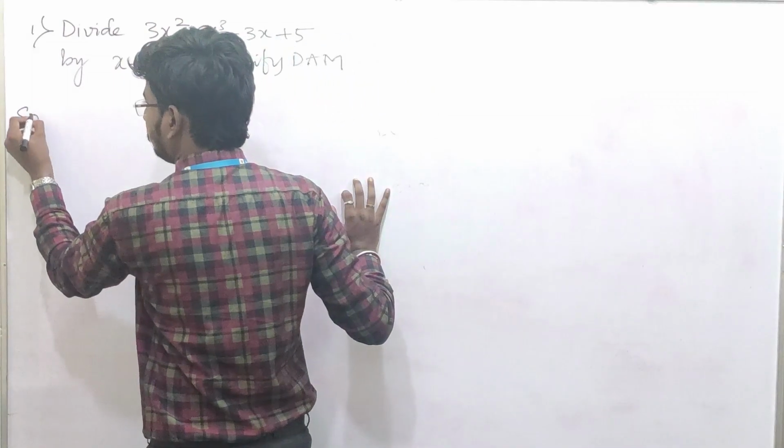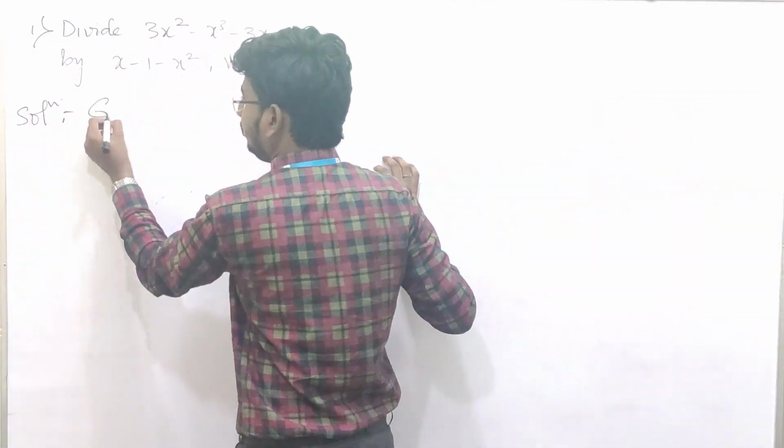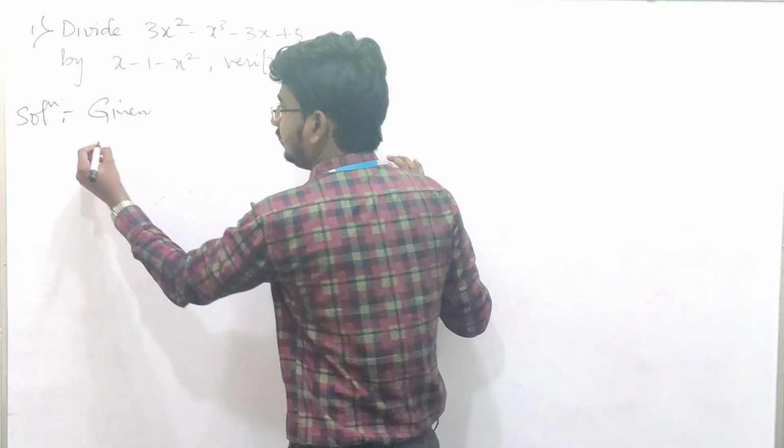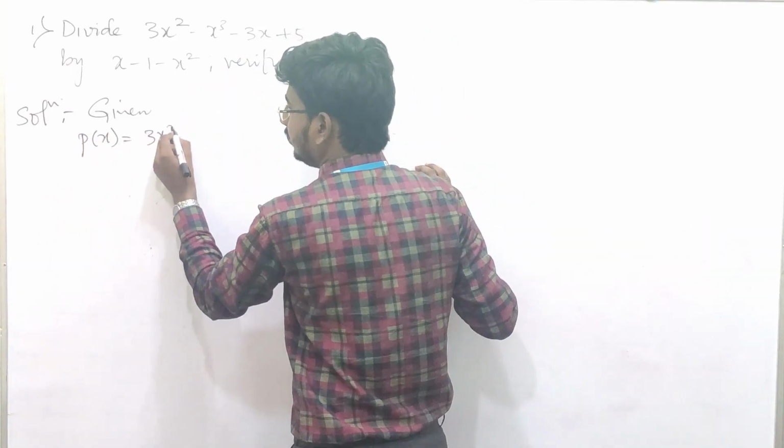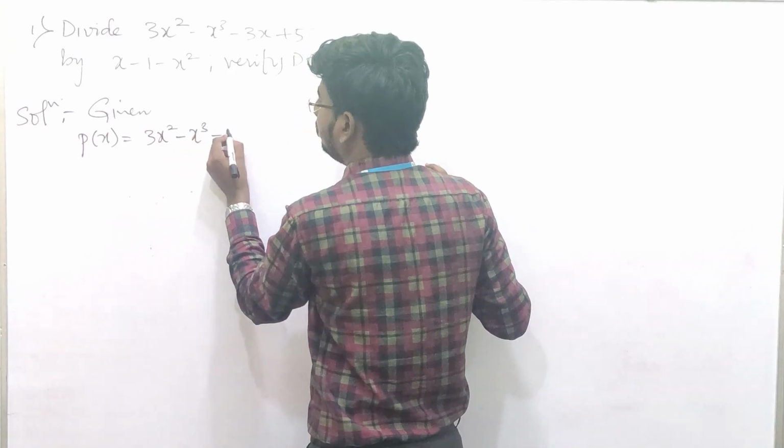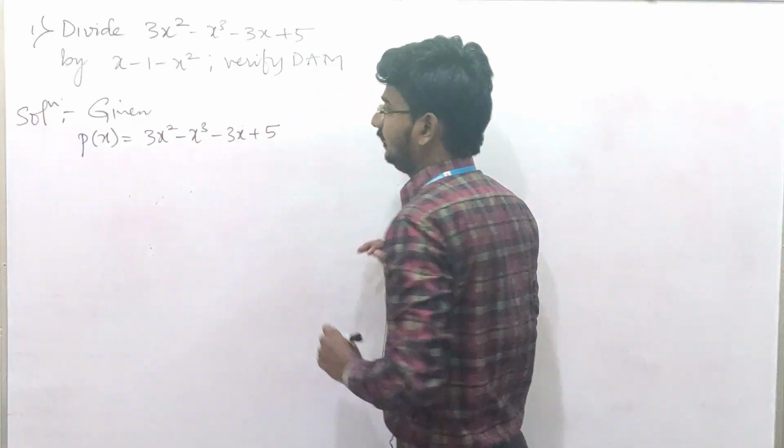Now coming to the solution part, whatever is given you can mention. Given p of x is equal to 3x square minus x cube minus 3x plus 5.